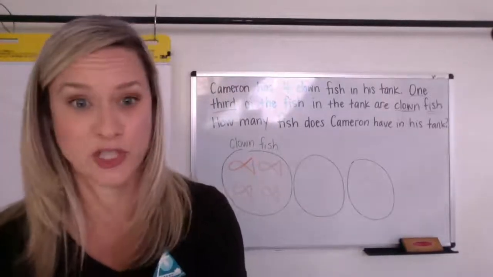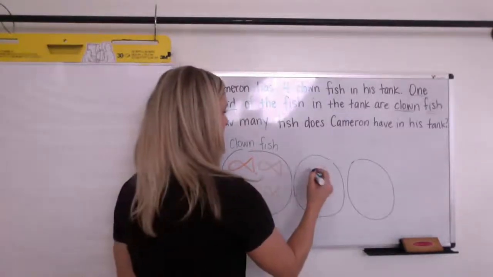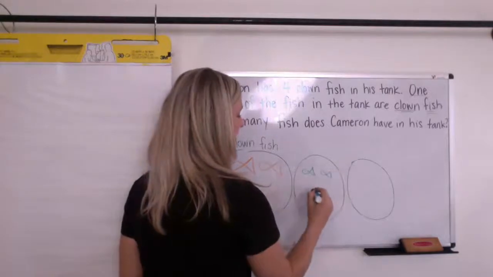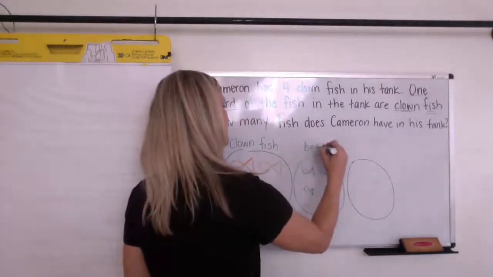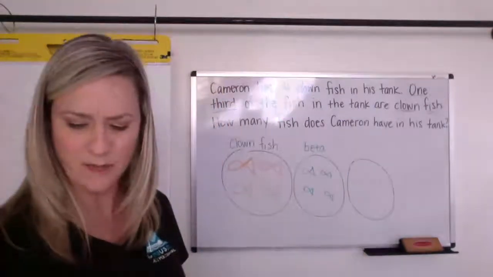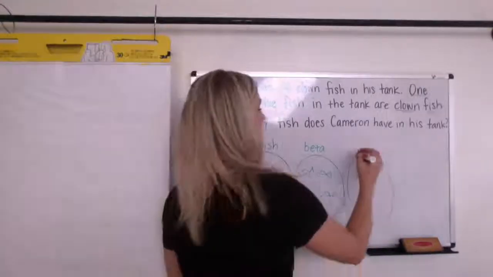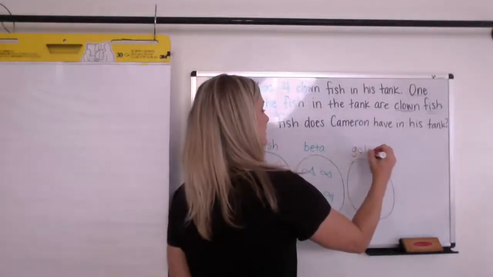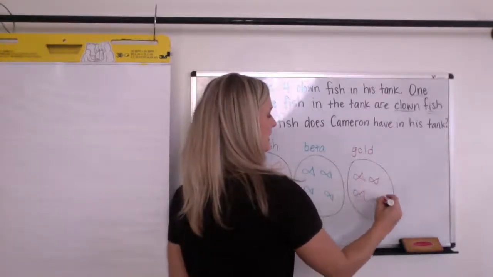So I'm switching out my color, different color fish, so we don't get confused. So maybe these are beta fish. And then let's say, how about goldfish? I don't have gold, you guys. Let's just do pink for goldfish, because I already used the orange. So then these would be like the goldfish.